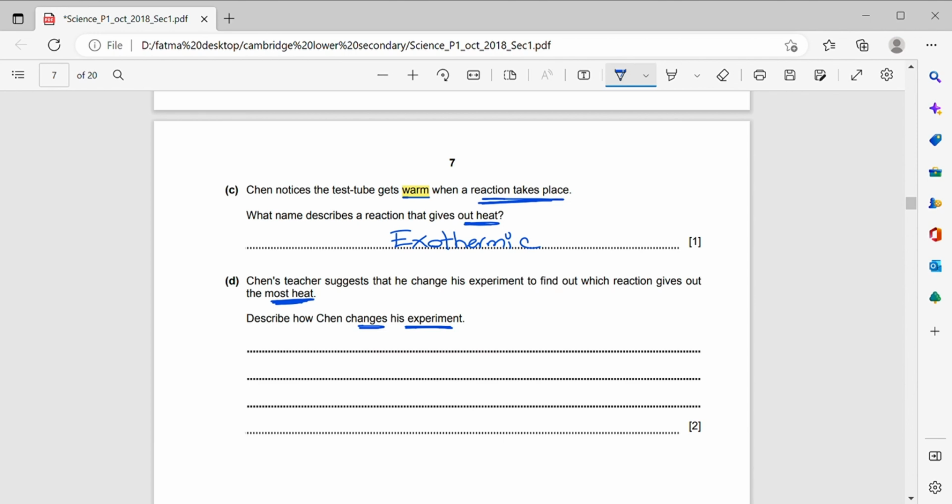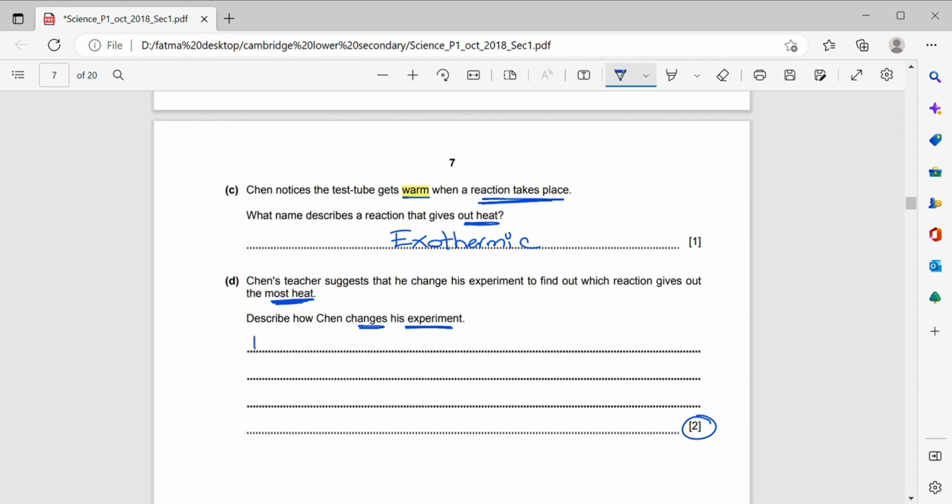So he can measure the temperature before adding the metal. This is temperature 1, for example. Then he measures the temperature after adding that metal. By this way, he could know which one gives the most heat. Take care, the question is out of 2 marks, so you have to mention 2 points.